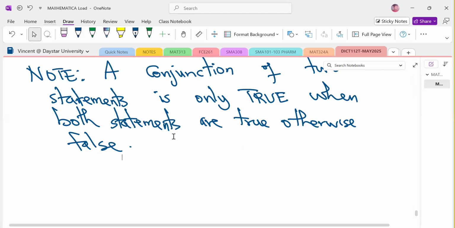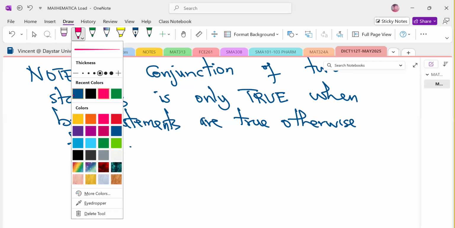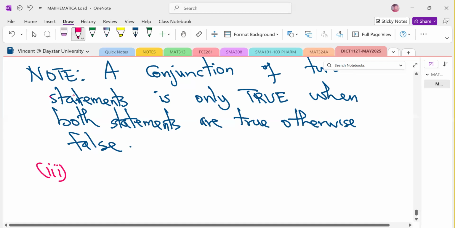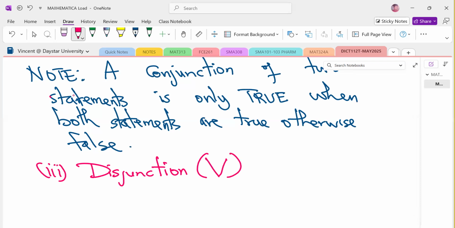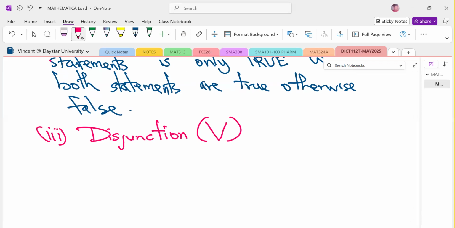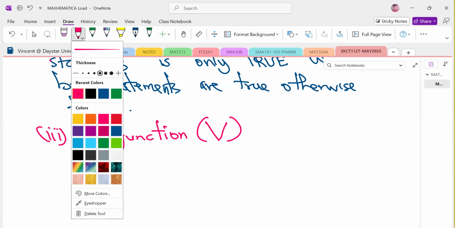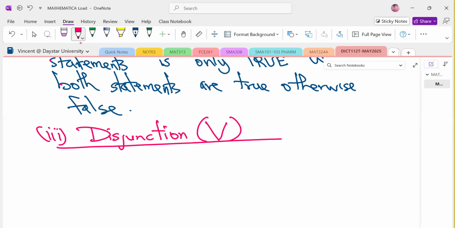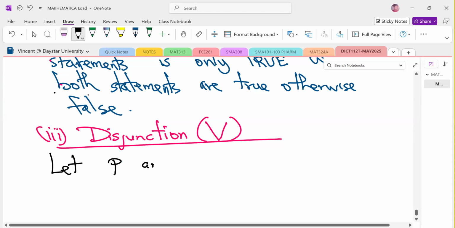Then number 3, disjunction. So disjunction, we use this notation, which looks like a V, capital V. Then first, as usual, is to define the statement and then give examples, and then we'll draw the truth table. So let P and Q be two statements.